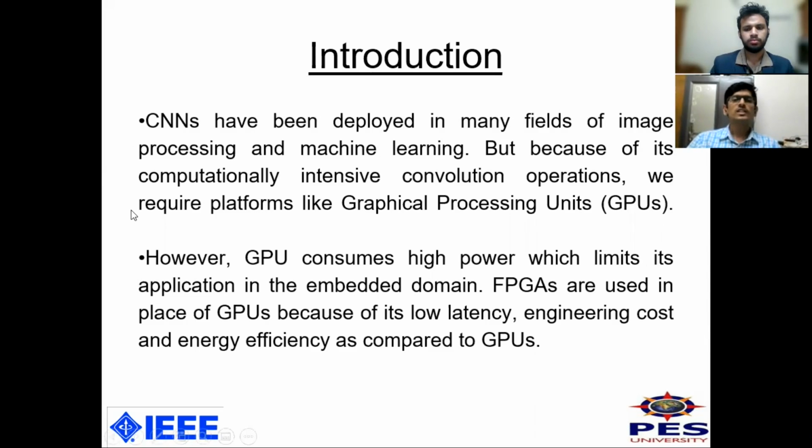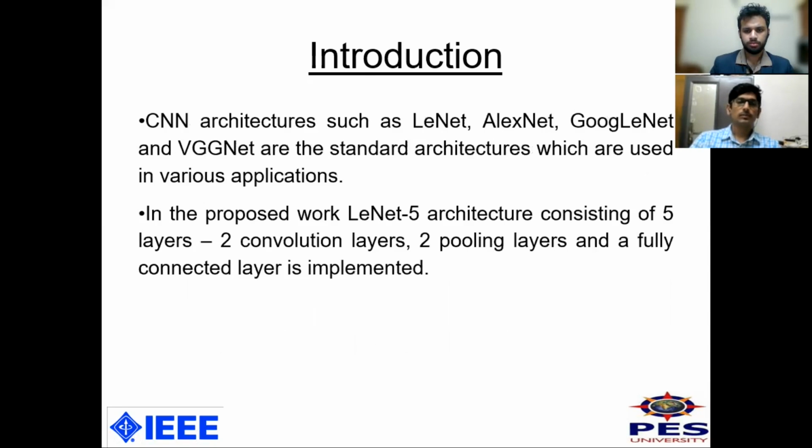Introduction: CNNs have been deployed in many fields of image processing and recognition algorithms, but because of computationally intensive convolution operations, we require platforms like GPUs for training. However, GPUs consume high power, which limits their applications in the embedded domain. FPGAs are used in place of GPUs because of low latency, low engineering cost, and high energy efficiency as compared to GPUs.